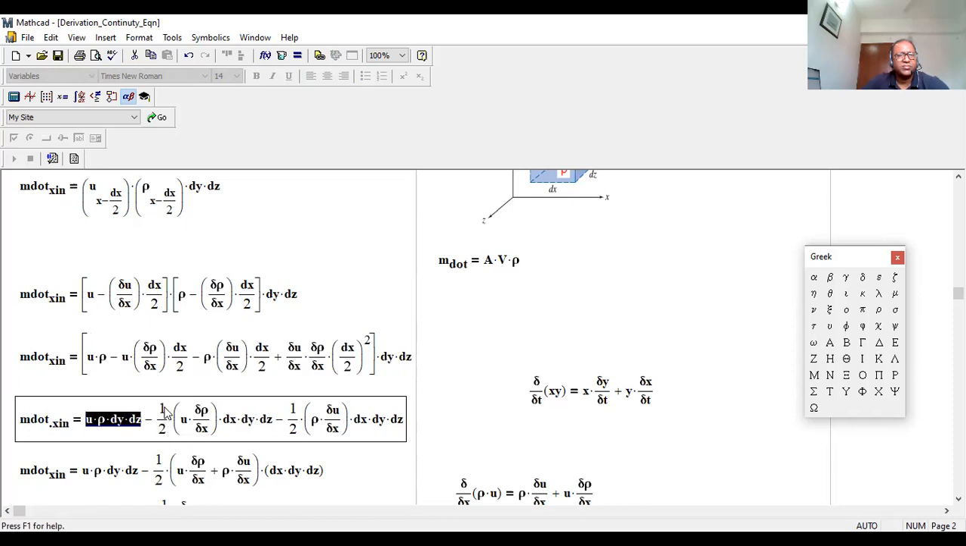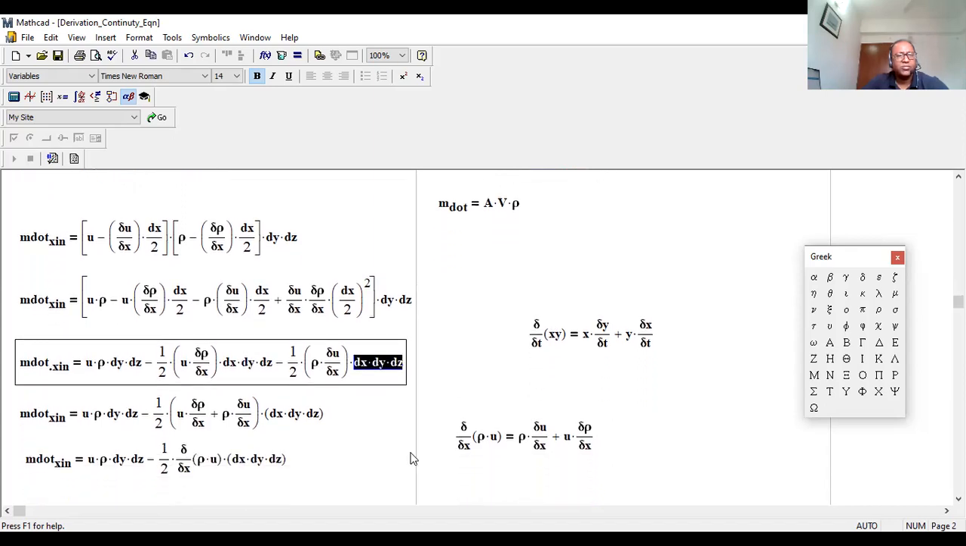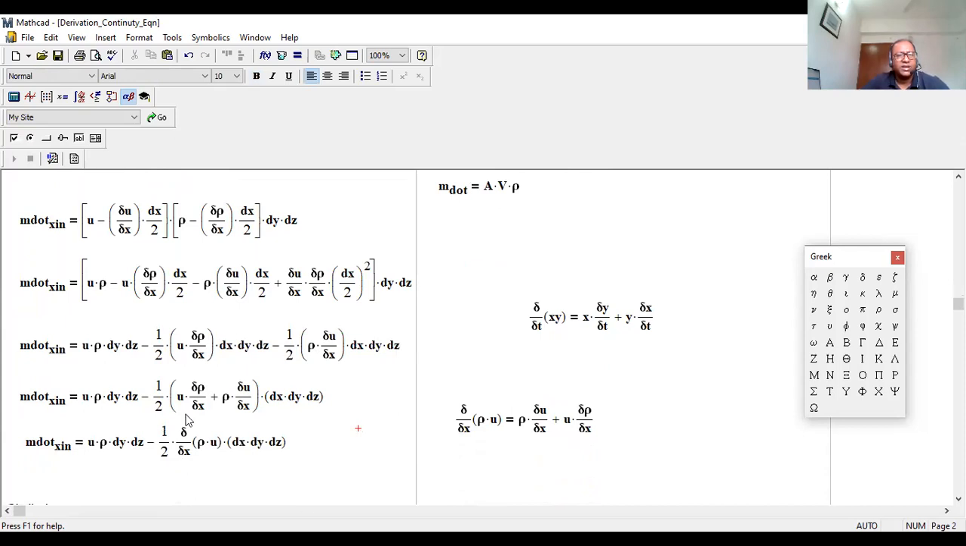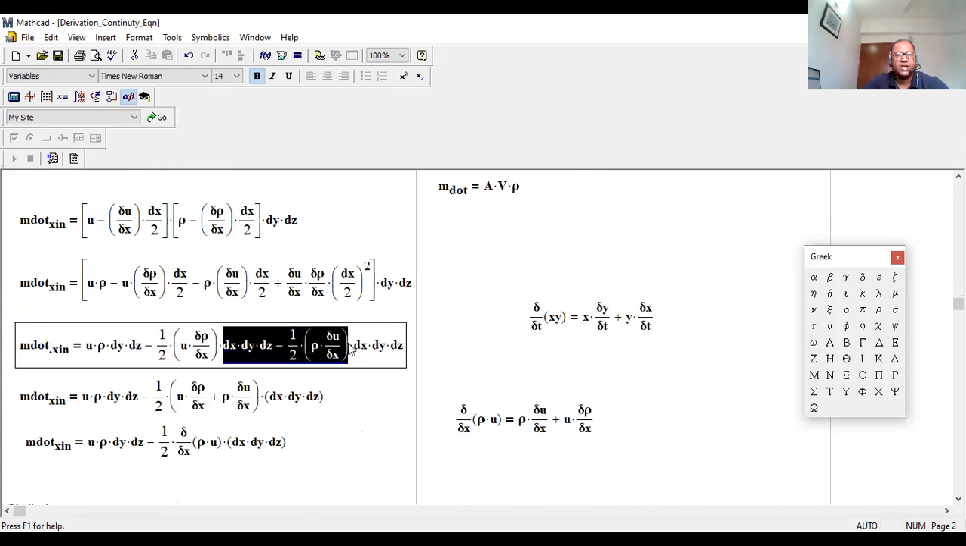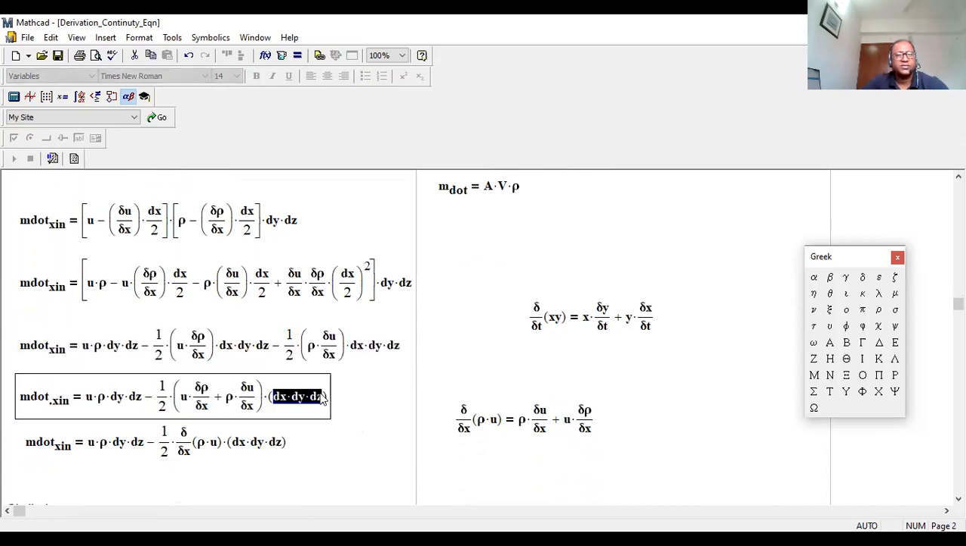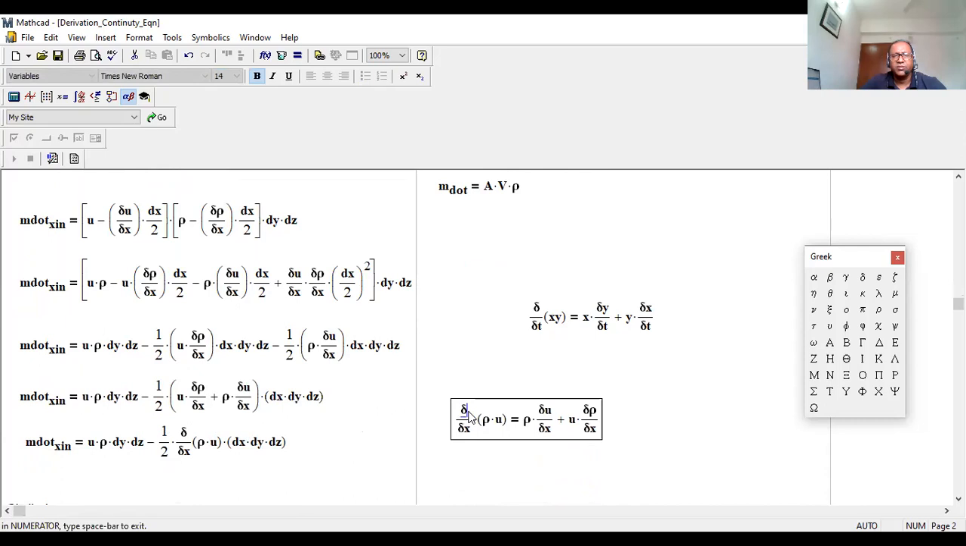Then right over here, just rearrange. Like u and d rho, I keep in a bracket. Half, this is the volume dx dy dz. Similarly, this one is neglected. You just rearrange this one: half rho dv by dx, you have this term. Now if you look carefully, this half I can take out from these two terms, dx dy, and I put it in a bracket. So inside, u del rho by del x, and rho del u by del x. If we look at this term, it is actually del by del x of rho.